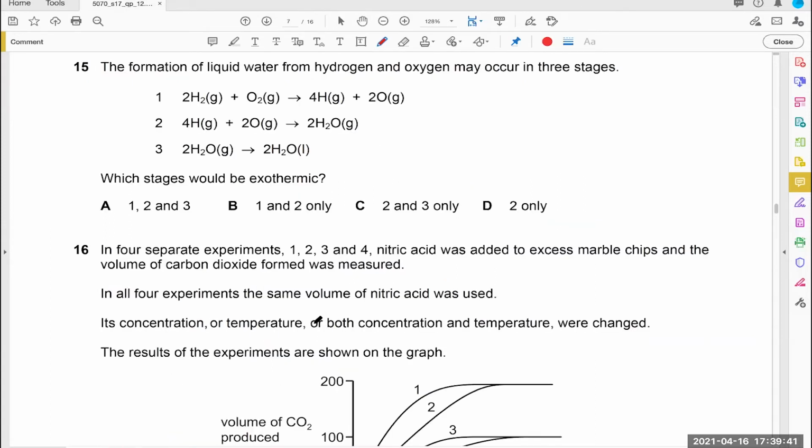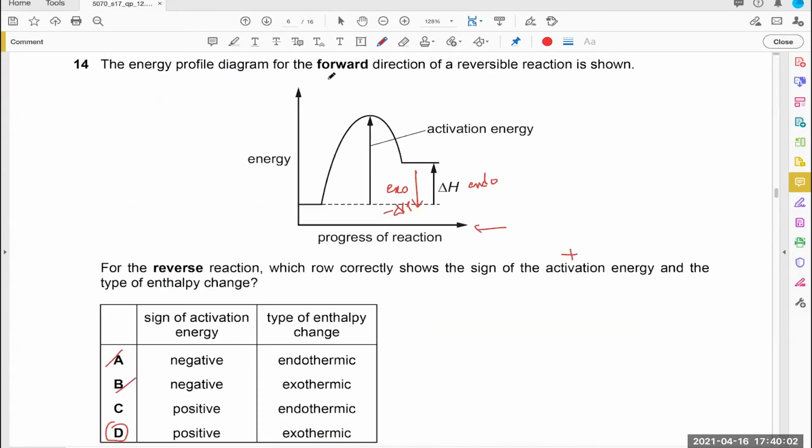The formation of liquid water from hydrogen oxygen may occur in 3 stages. ठीक है? क्या stages हैं? In the first stage, then which one do you not get? I'll do it again. So it's saying that the energy profile diagram for the forward direction is shown. This diagram right now is the forward direction. In the reverse direction, it's going to be the exact opposite of it.